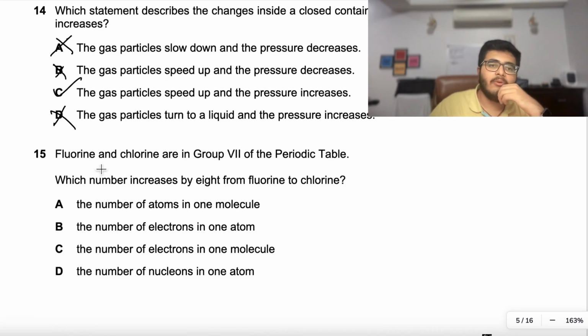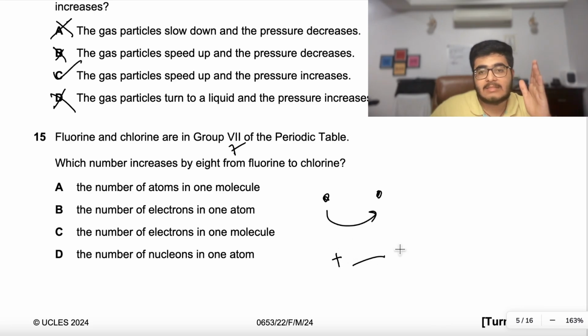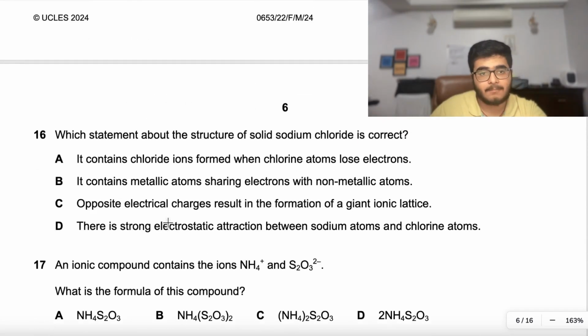Question number 15. Fluorine and chlorine are in group 7. So group 7 of the periodic table. Which number increases by 8 from fluorine to chlorine? If you see the periodic table, you'll know whenever we move from one group to another group, the number of electrons increases in the outermost shell. So what will increase? The number of electrons will increase in the outermost shell.